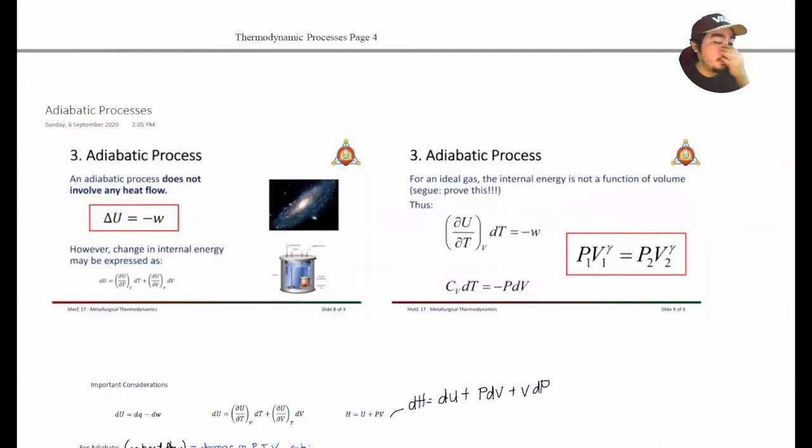Adiabatic process is a process that does not involve heat flow. No? So kung naalala nyo yung discussion about adiabatic systems. So pag sinabing adiabatic, it's where wala tayong interchange of neither mass nor heat between the surrounding and system. Okay? So pag ganun, ang only delta U or only change in the internal energy of the system will be attributed to your work, no? So kung babalik tayo, balik tayo dito.